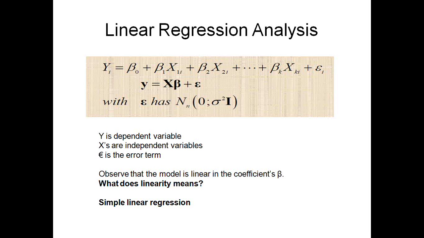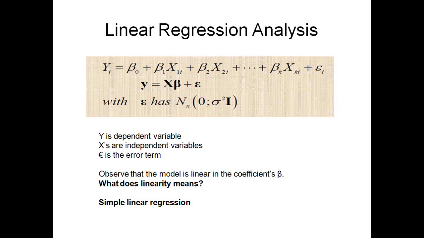So Y is the dependent variable, the Xi's are independent variables, epsilon is the error term. Observe that the model is linear in the coefficients beta. When I say linear in the coefficients beta, your parameter estimate beta should be linear. It cannot be in quadratic form or cubic form, otherwise it would be a nonlinear regression. So that's what we mean by linearity.